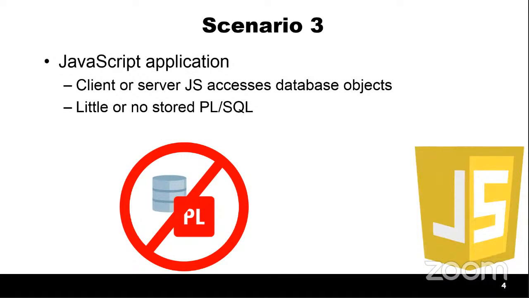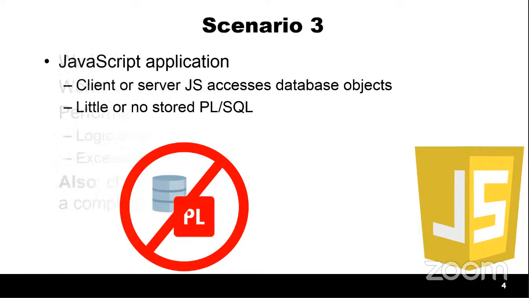Scenario 3 is a JavaScript application, a little bit more modern technology, that accesses database objects through server or client code. So SQL is issued directly that way, and again, little or no stored PL/SQL. So there's lots of back and forth between the application side, JavaScript, and the SQL side on the database.